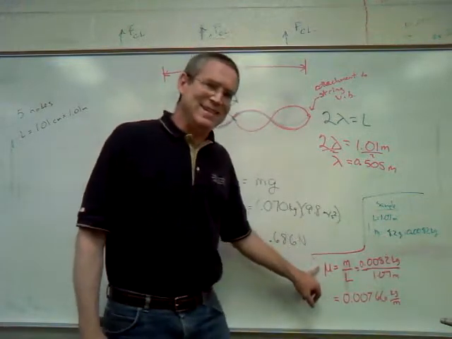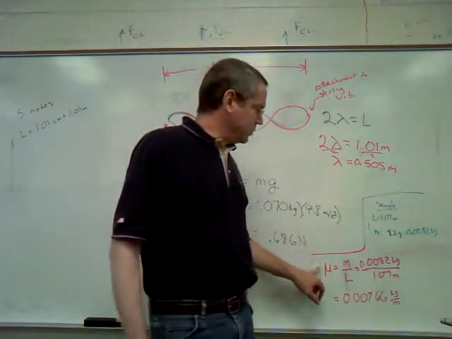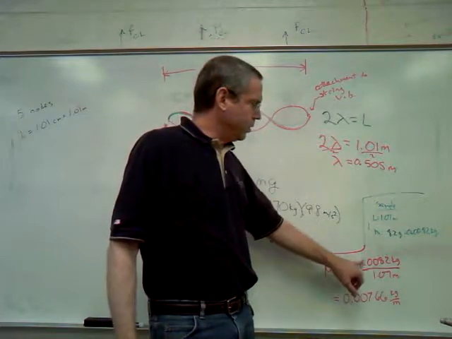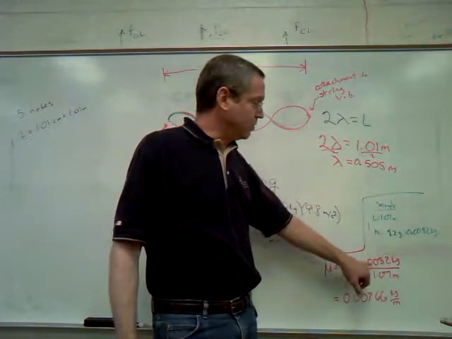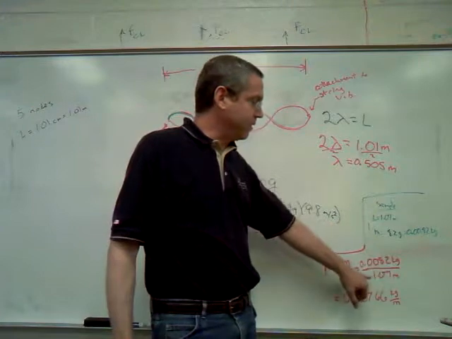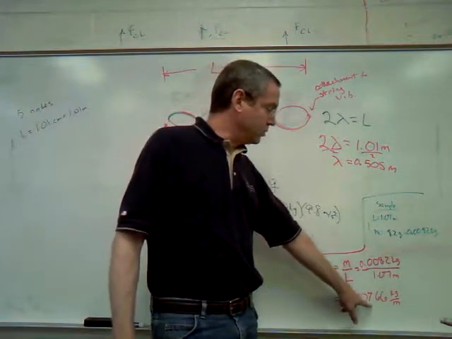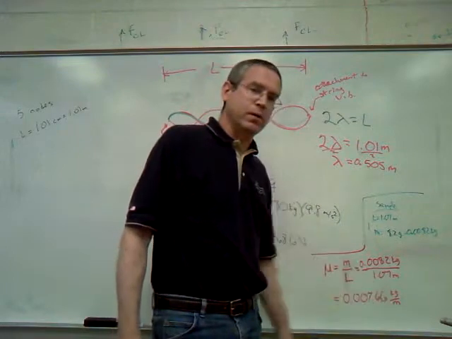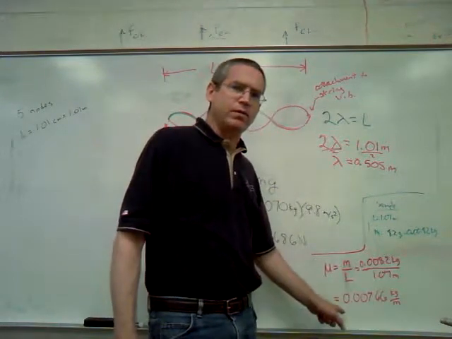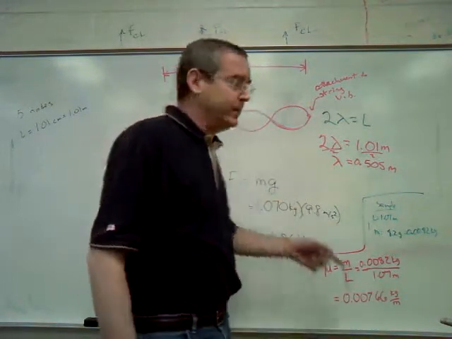So the linear density of this string that I was using, mass over length, is 0.0082 kilograms divided by 1.07 meters, and it came up with a linear density of 0.00766 kilograms per meter. And don't forget that 007 right there means you're licensed to kill, not be killed.